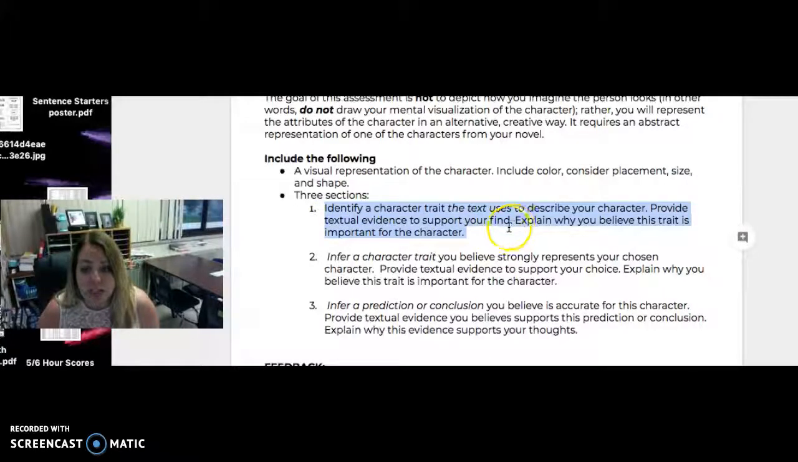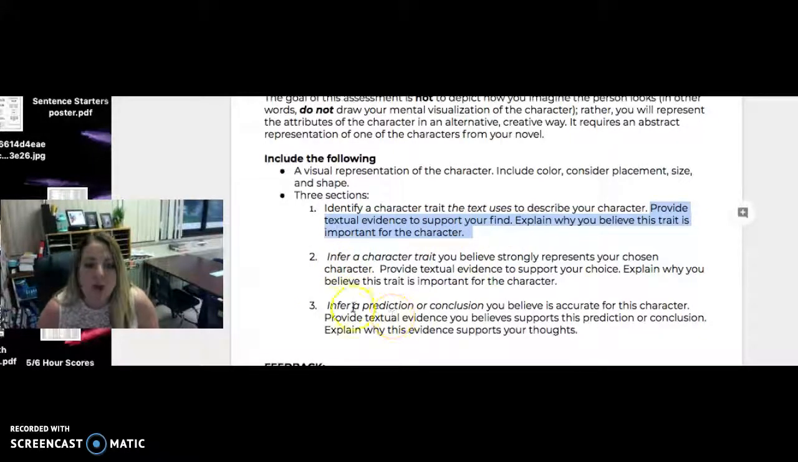So this must be like our explicit evidence where the text comes out and tells us the trait of a character. Okay, and then the second one says to infer a character trait you believe strongly represents your chosen character. Okay, well I know what it means to infer. I've got to make an inference using my own educated guess and background information that I have. And then I need to provide textual evidence to support my choice, explain why this trait is important for the character. So kind of the same thing that I had to do in the last one, right? Same thing, but the first one I had to explicitly find a trait, and the second one I am inferring a trait.